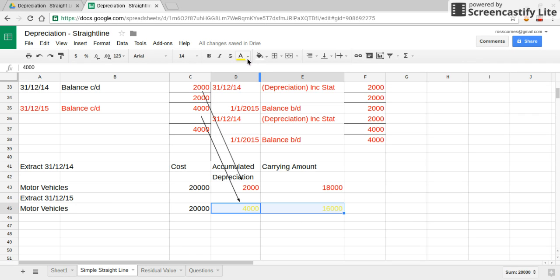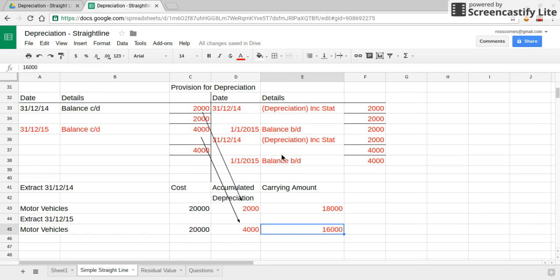So if we look at the second year, we've now got $4,000 total depreciation in the accounts. So our accumulated depreciation is $4,000, and therefore our carrying amount, or the value we think that car's worth, is $20,000 take away $4,000 equals $16,000.